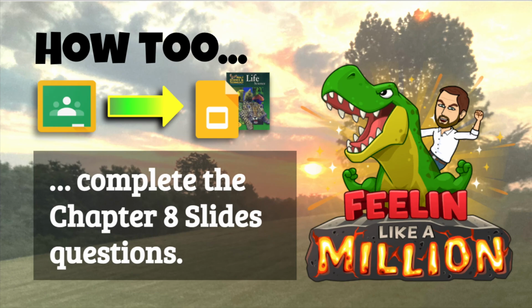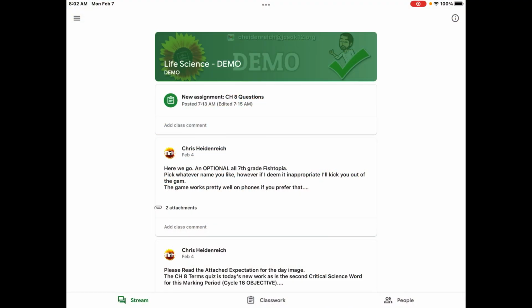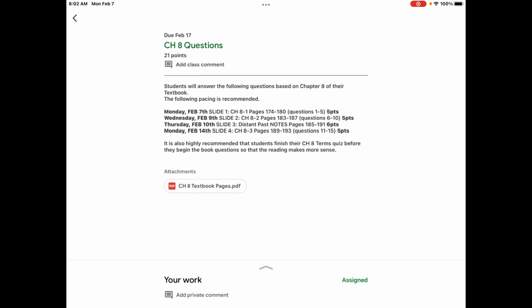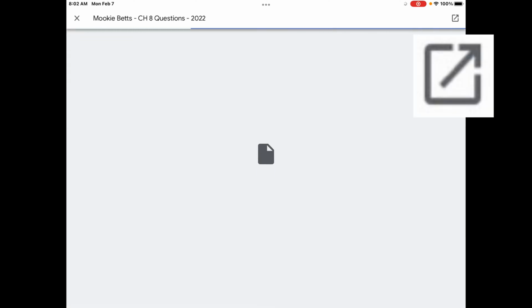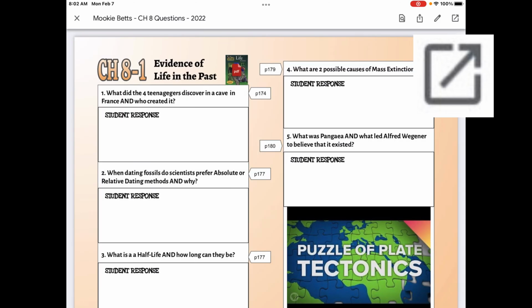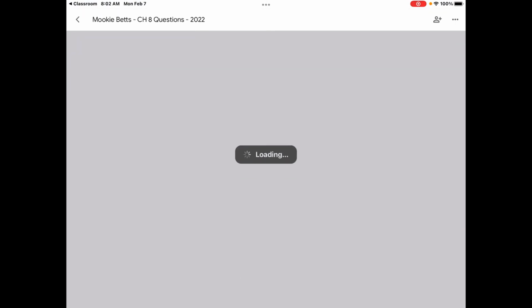Today, after we finish the prehistoric road trip movie or catching up on Friday's work, we're going to start chapter 8. So we looked at how evolution works. The next thing we need to look at is evidence for life in the past and how life in the past has been changing. So we're going to open up our slideshow here and press the square out up in the corner as we always do.